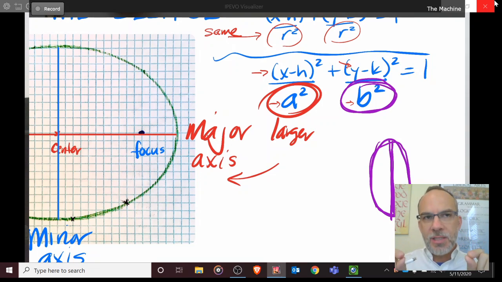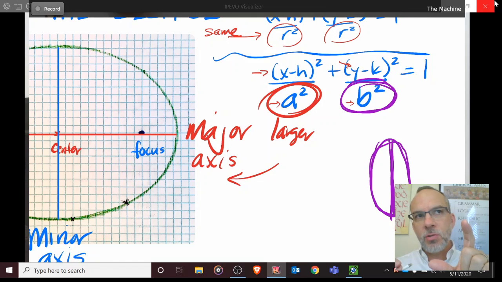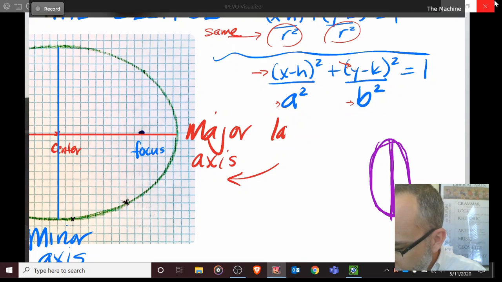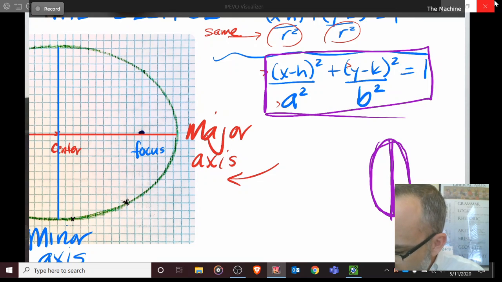Whatever the denominator is, the larger denominator tells you which direction the axis goes. If the larger denominator is under the x, it's wider horizontally. If the larger denominator is under the y, it's longer vertically. So the general form that I'm going to use is just going to be the x's and the y's there. Okay, so you should commit this now to memory. It's basically the same thing as a circle, except when you divide by the radius, it's different for the x's and the y's. All right, so now let's get back up into this.